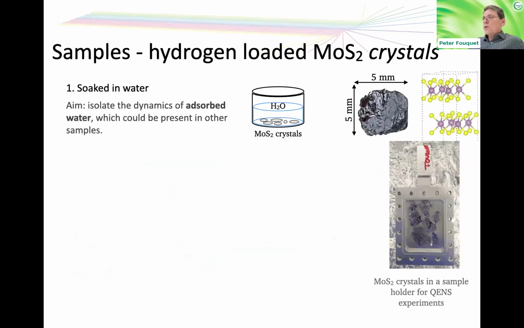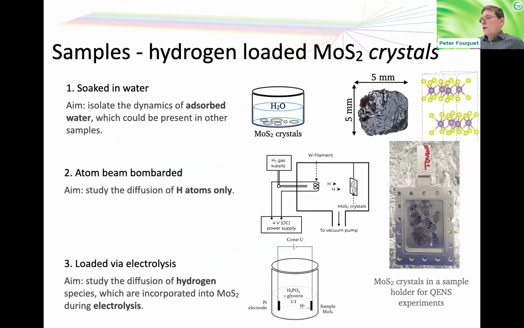Now, if you look at these samples and want to study hydrogen motion, you're often confronted with the fact that there's also water inside, of course, because the whole process happens in water. So you have to look at differentiating the motion of the different hydrogens in your sample. So what we did is, first of all, we looked at very specific samples.